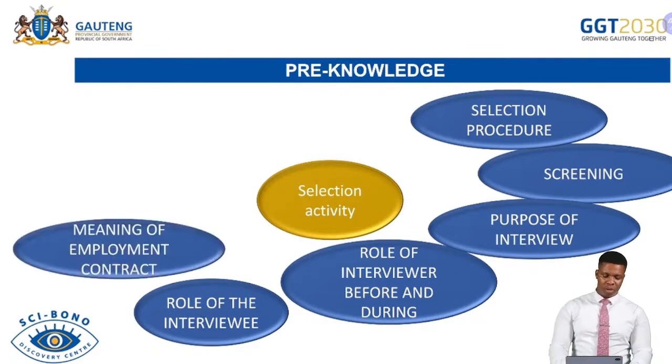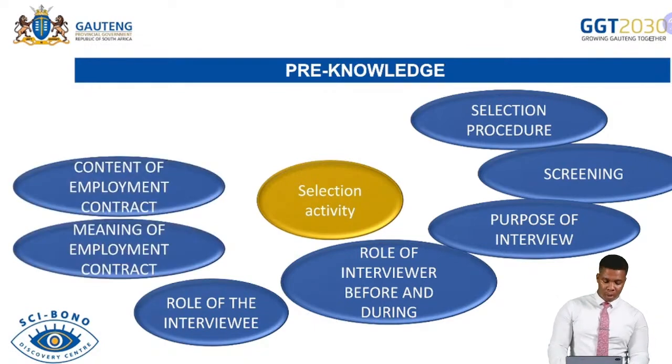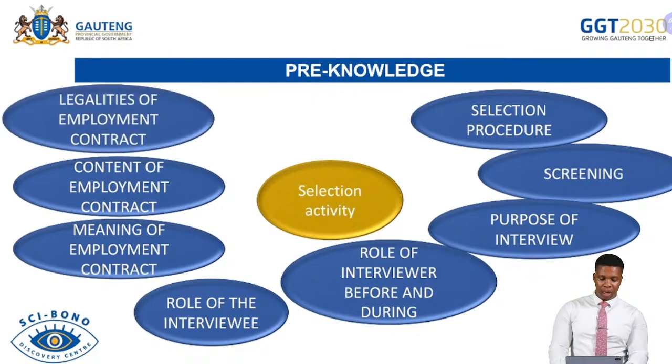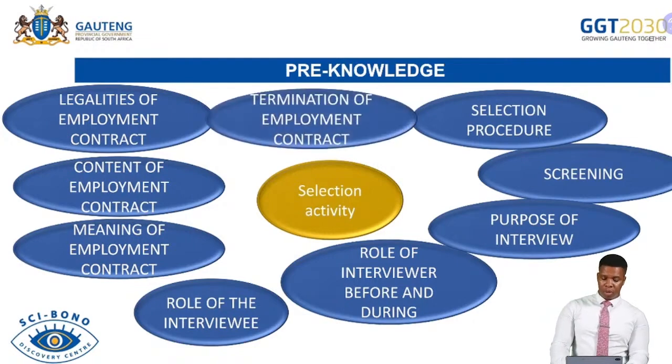We also looked into the meaning of an employment contract together with the content of an employment contract, to say what should be in the contract. Then we looked into legalities of an employment contract, to say, for a contract to be legal, what should be there. And then we looked into the last part of the selection activity, which was termination of the employment contract.